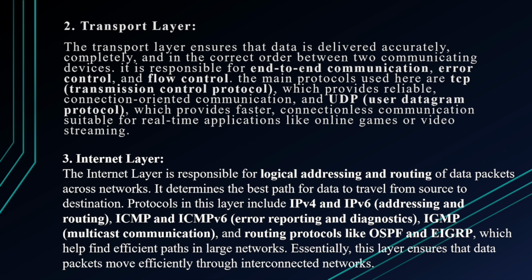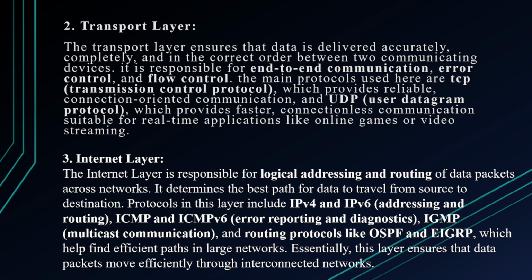For example, an IPv4 address looks like 192.168.1.1. These addresses help identify which device is sending data and which device should receive it. ICMP and ICMPv6. These are used for error reporting and diagnostics. If something goes wrong, these protocols send error messages back to help troubleshoot the problem.